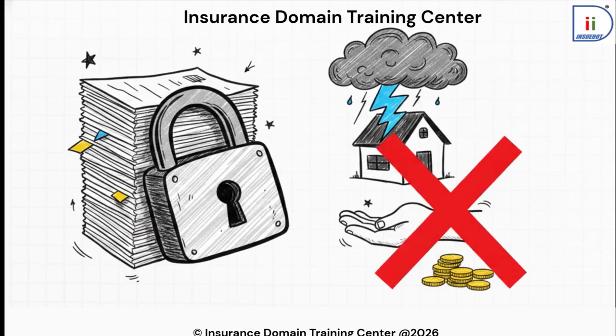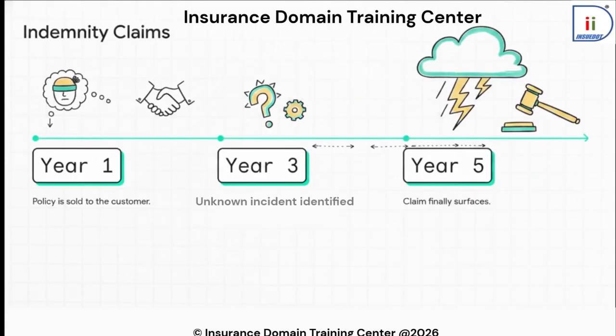Now this creates a timeline of real danger for the insurer. Sometimes the waiting period for these costs to actually show up can be incredibly long. Take professional indemnity policies, for example.